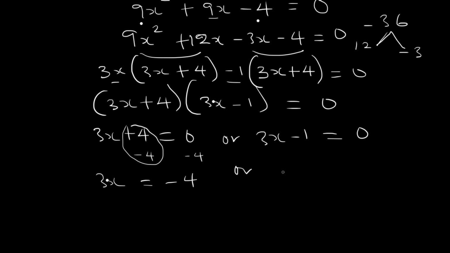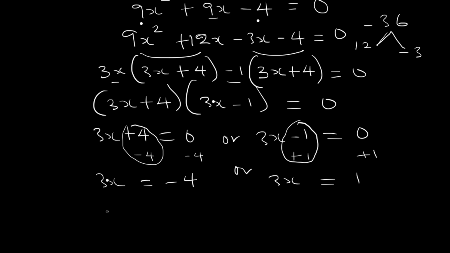Or we'll do the same thing here. 3x minus 1 is equal to 0. We add 1 to both sides. So if we do that, we'll have 3x is equal to 1, because this 1 here will disappear. Okay, 3x is equal to minus 4.